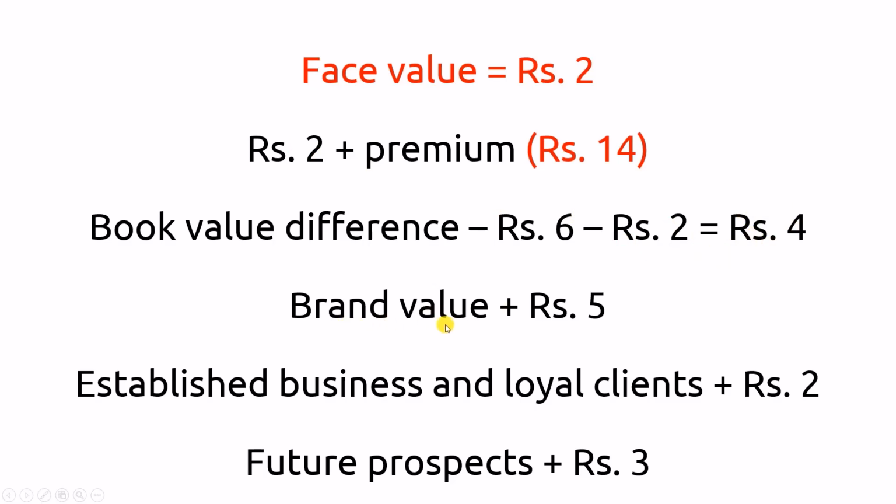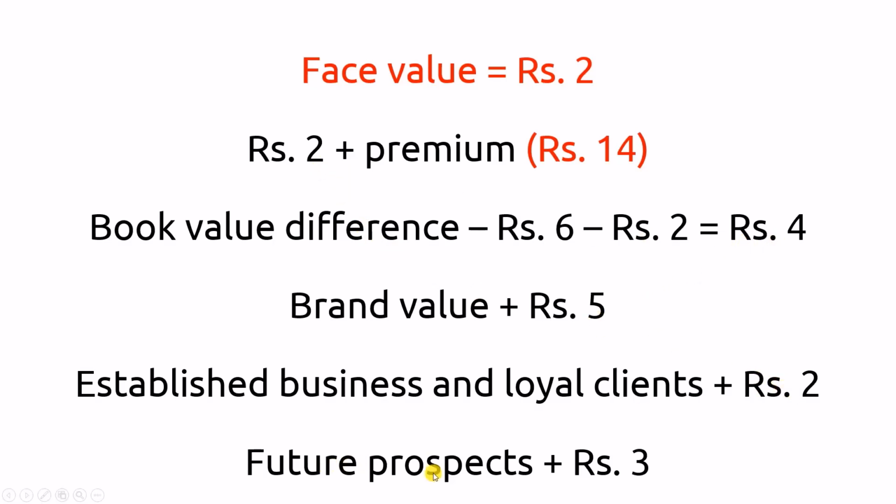Next, brand value. So the industry or the company is already established. It has a brand name and the brand name has a value. And so add 5 rupees more. So 2 rupees plus 4 plus 5. Now, the company is already established or the business is already established. It is up and running smoothly and they have loyal clients, buyers. So for that, extra 2 rupees. So 2 plus 4 plus 5 plus 2.